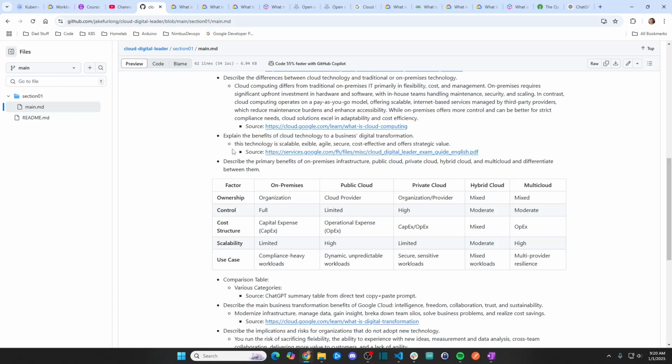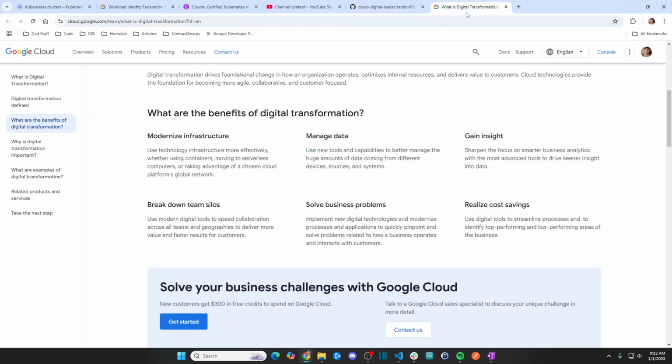Next, we need to be able to explain the benefits of cloud technology to a business's digital transformation. And this technology is scalable, flexible, agile, secure, cost-effective, and offers strategic value. Again, if you go back to the digital transformation documentation, it'll actually have the benefits.